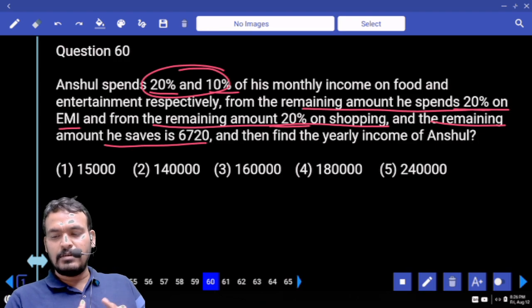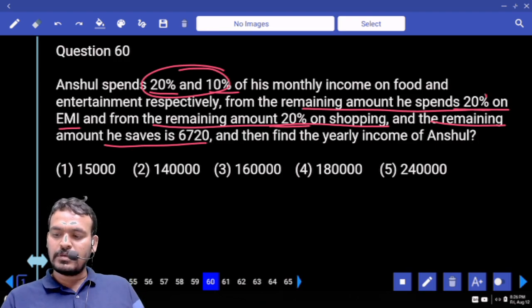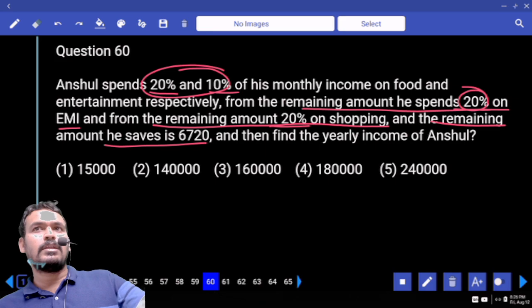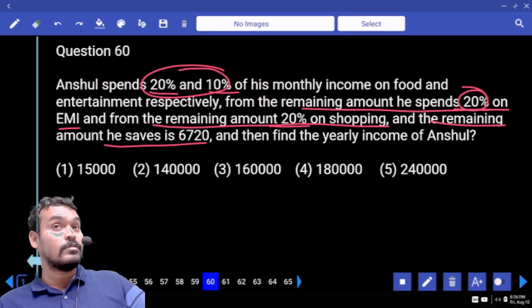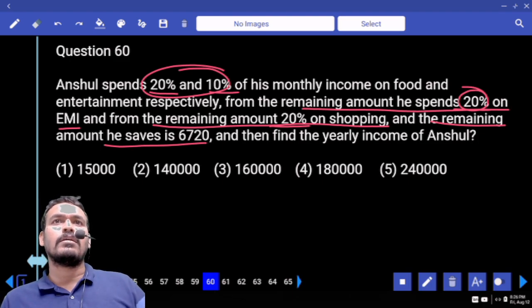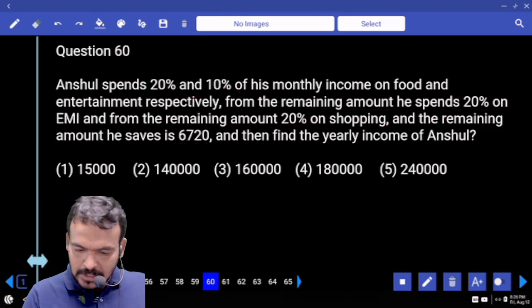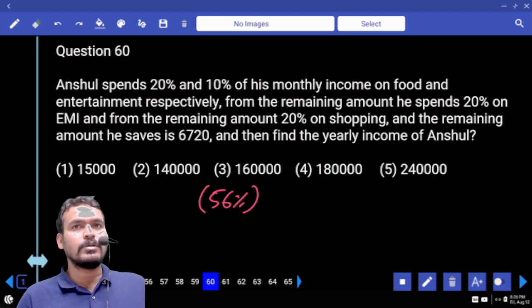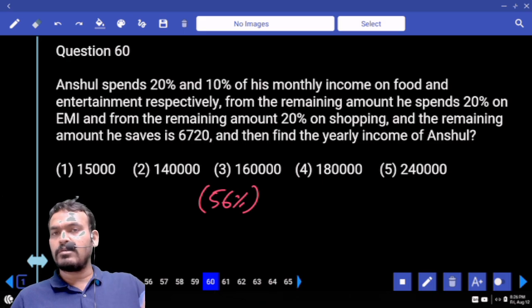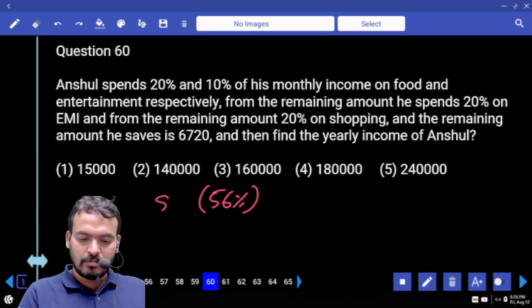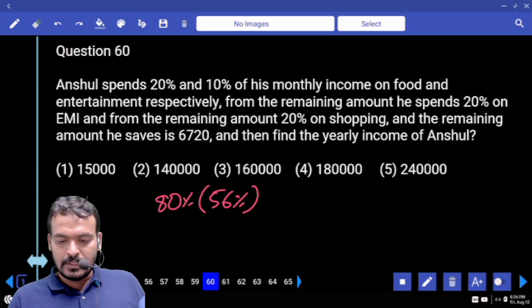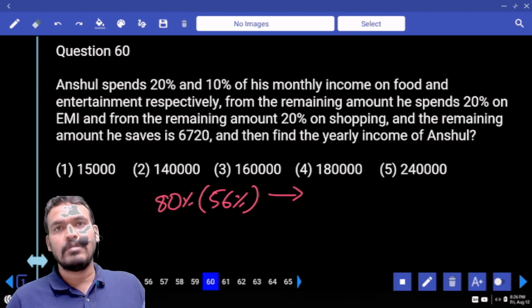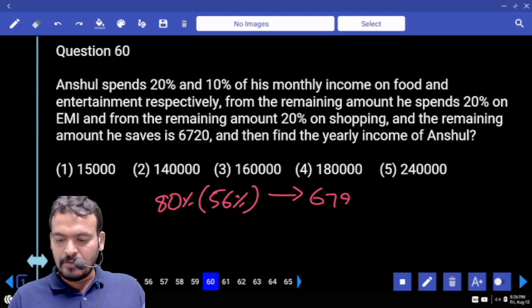30%. What is the remaining balance? 70. In that, how much percent? 20%. What is the 10% of 70? 7. 20%? 14. Out of 70, 14 complete. Remaining 56%. In this 56%, again, how much percent is spent? 20%, right? Out of 56%, 20% is spent, means remaining value is 80%. Then 80% of 56% is equal to the remaining balance. Equal to how many rupees?